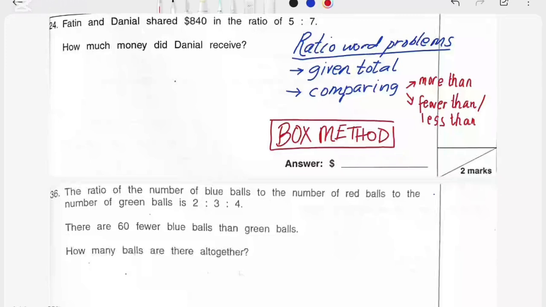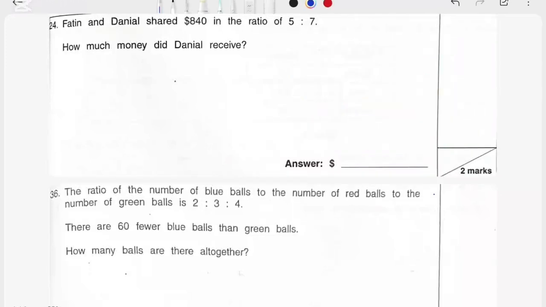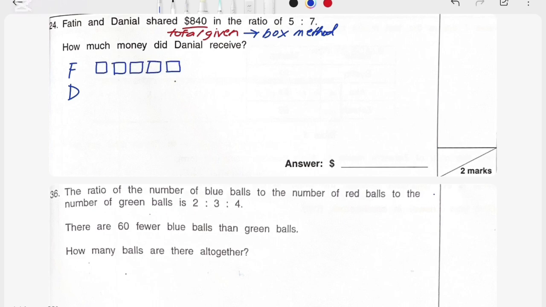What does it mean when the total is given? Let's look at this question. Fatin and Danielle shared $840 in the ratio of 5 to 7. So $840 is a total. Since the total is given, we use the box method. Let's put F for Fatin and D for Danielle. Fatin has 5 boxes and Danielle has 7 boxes. So let's draw 5 boxes for Fatin and 7 boxes for Danielle.